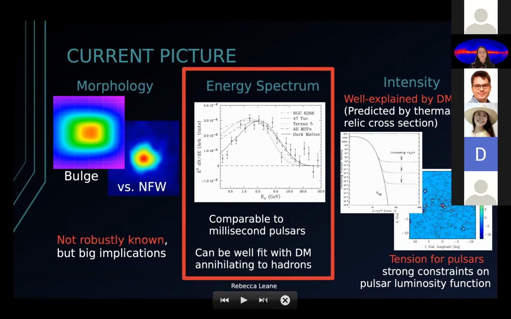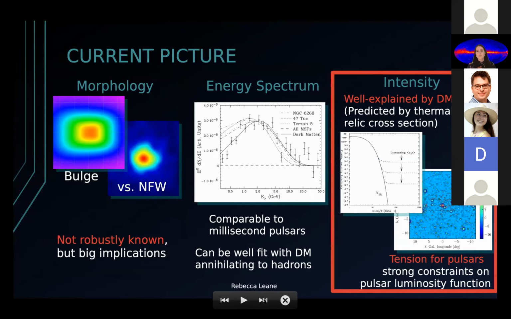In terms of the energy spectrum, it's still true that it's comparable to millisecond pulsars, but it also can be fit very well with dark matter, particularly for annihilation to hadrons, but you can have lots of different final states. So both of them kind of work at the moment for that. In terms of the intensity, I think it's really well explained by particle dark matter, in the sense that it's predicted by the thermal relic cross-section. You get something that's approximately in the right range for that.